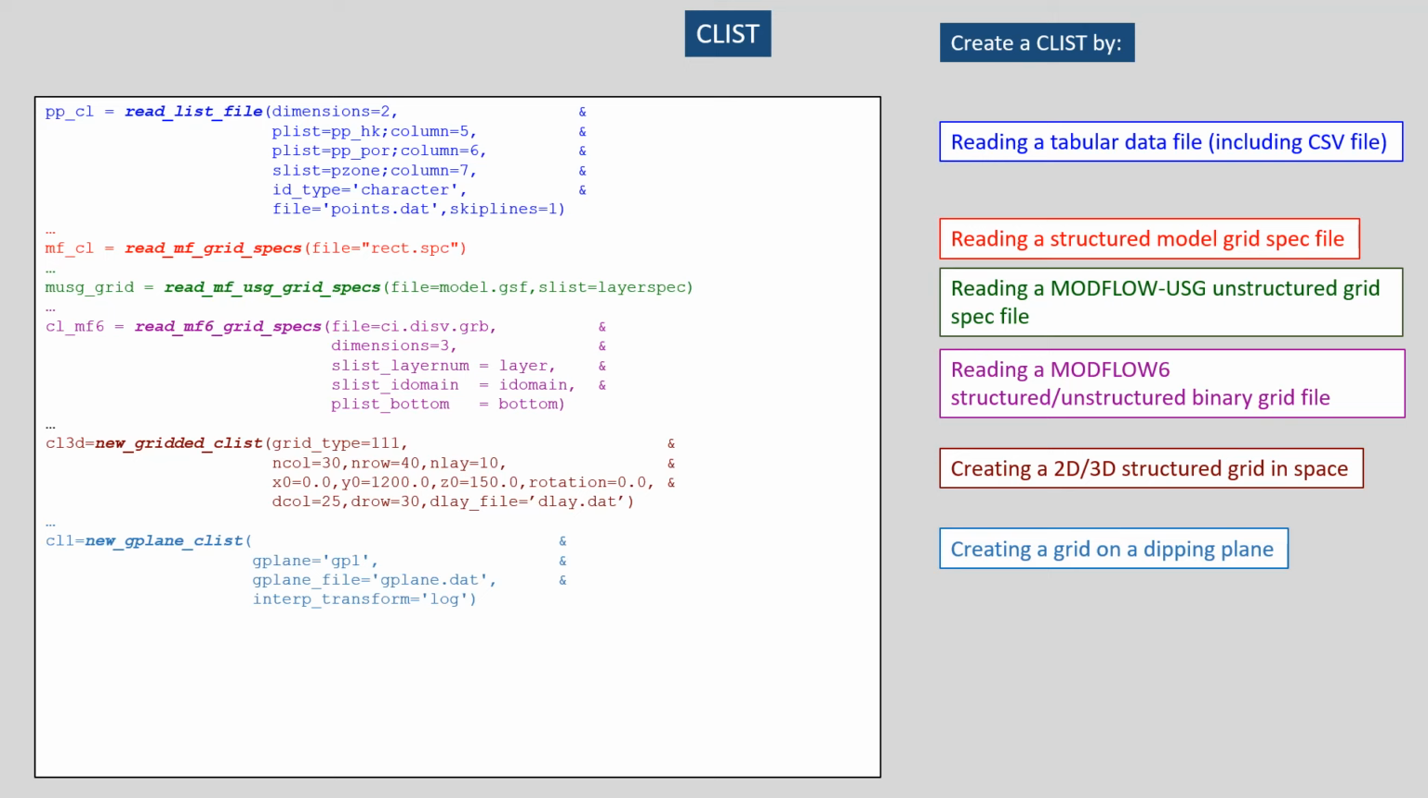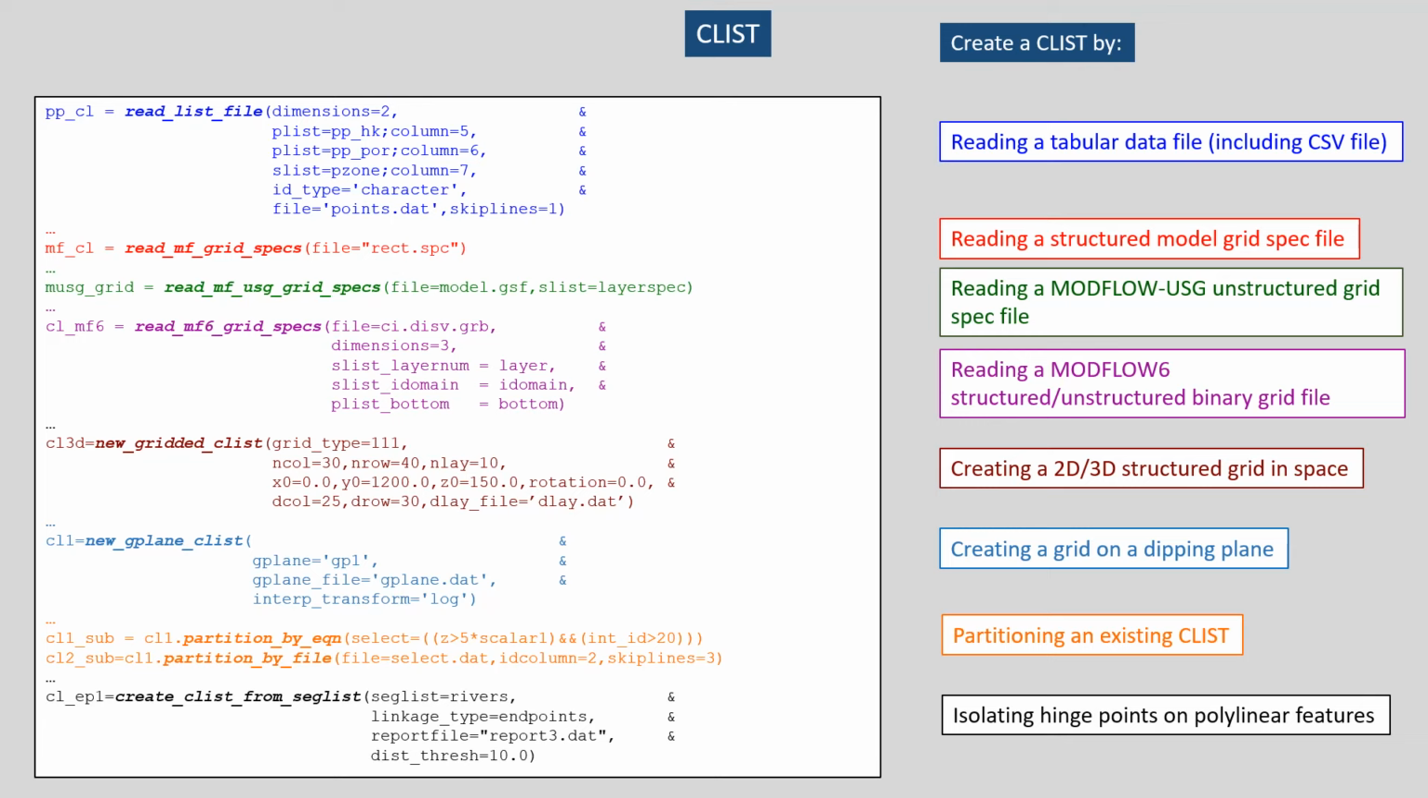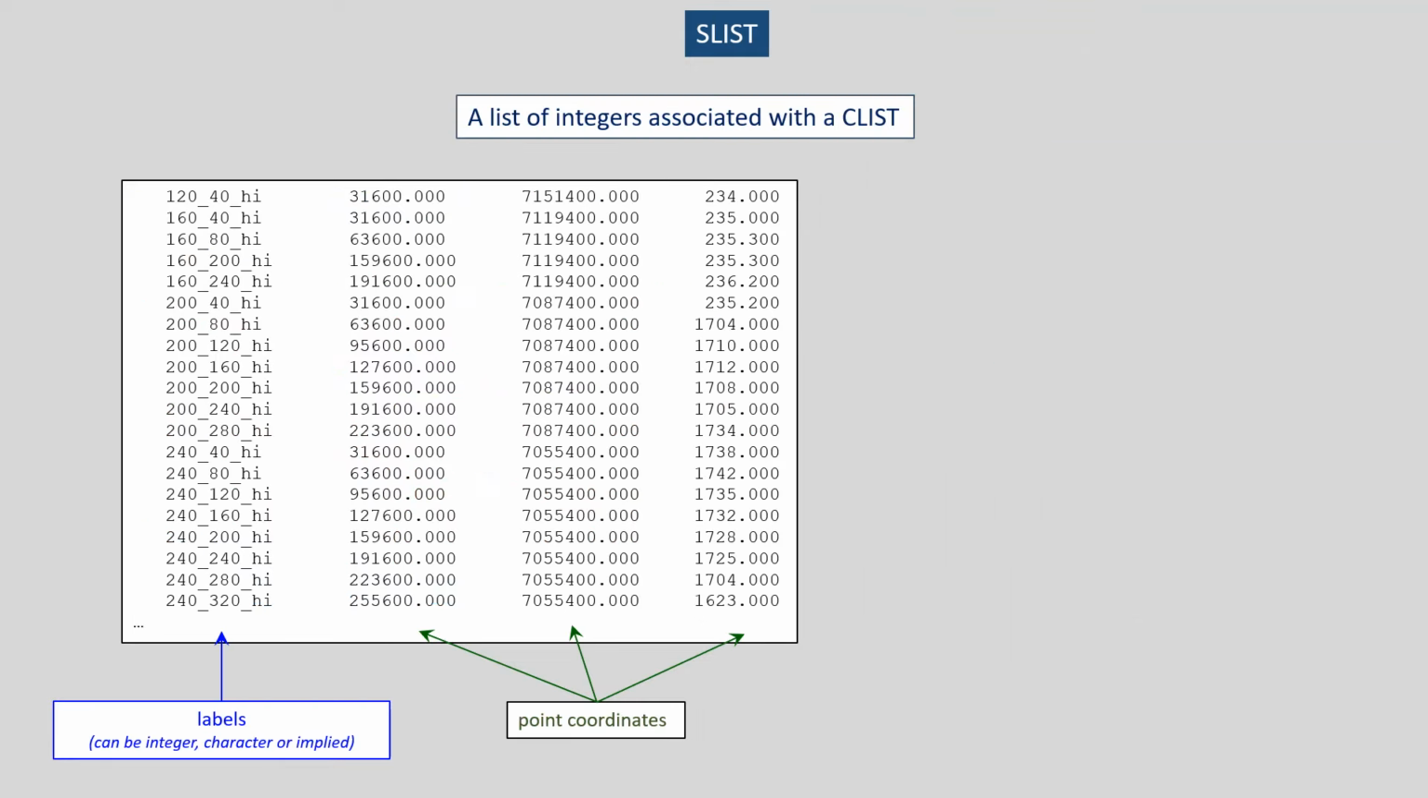CLists support these entities called G-planes, which are two-dimensional features which can have any orientation in space, and they can be heterogeneous, so a two-dimensional CList can be defined on their surface. New CLists can be created by partitioning existing CLists. And using seglist functionality, which we'll talk about later on, CLists can be created from seglists. So that's CLists in a nutshell.